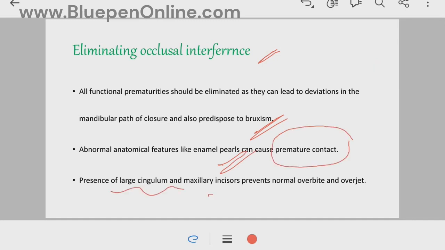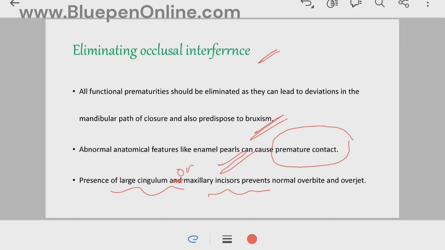The presence of a large cingulum on maxillary incisors prevents normal overbite and overjet. This should be eliminated by grinding, like selective grinding can be carried out there. It's a very common thing to see this large cingulum on a maxillary incisor. It can prevent the establishment of normal overbite and overjet. So these are some problems you have to eliminate.